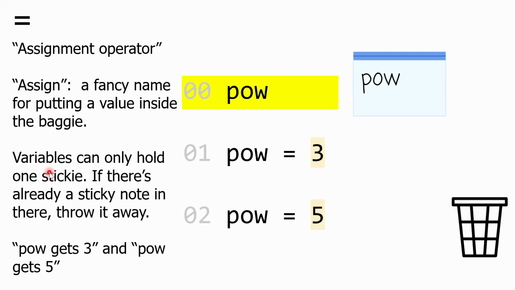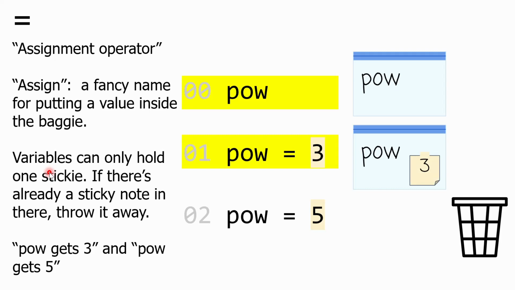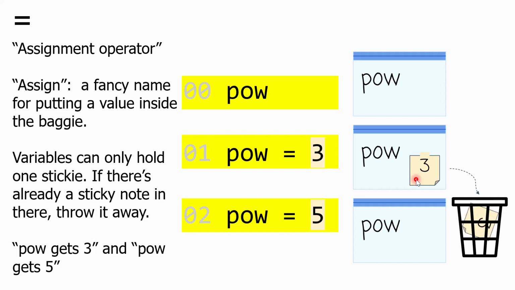So, first thing that's happening is I am making a brand new variable called POW. So, I'm making a brand new bag. I put POW on it so that I have that marked in. And then the next line, line number 1 here, is me assigning POW the value of 3. Now, notice 3 is in yellow sticky note because it is a number. And then my next line, I have POW equals 5, or POW is assigned or gets 5. So since POW has already a value of 3, I have to throw the 3 away and I assign POW the new value of 5.